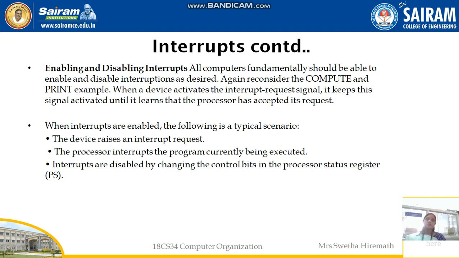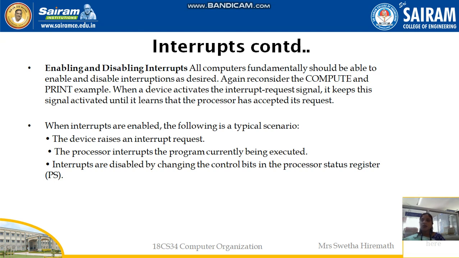So what happens here is the print routine will be sending some request line, and once the processor accepts the request, it will send the acknowledgement to that particular routine, so that line will be activated only. It will not be disabled, it will be enabled only. So when interrupts are enabled, the following is a typical scenario. Once it has been enabled, the processor will be accepting the request from the IO device. These are the typical scenarios which take place.